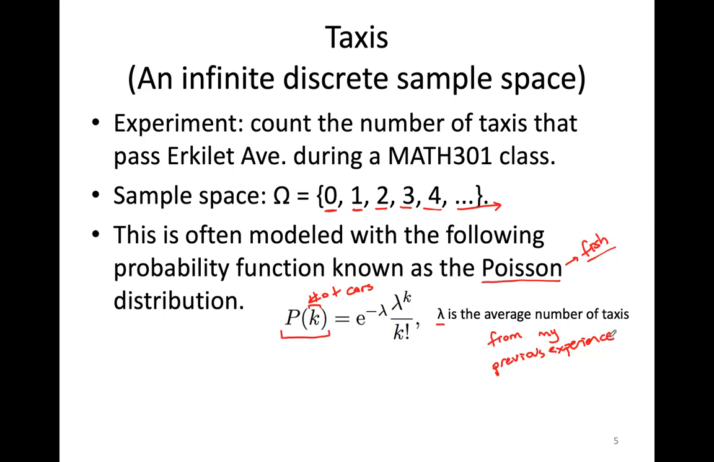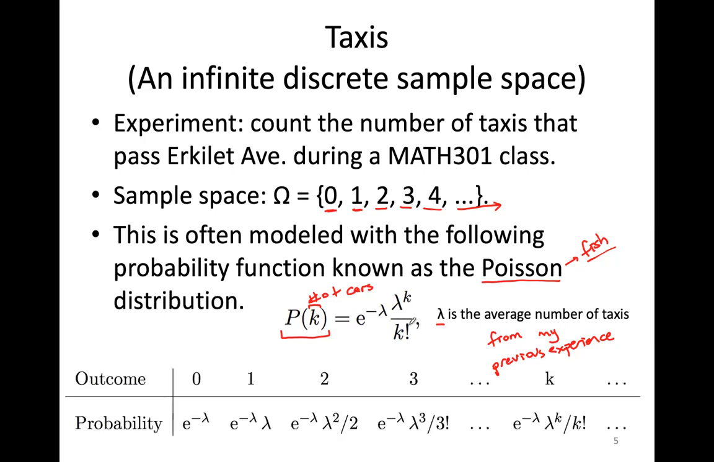I have collected some data for that. It is like e to the power minus lambda times lambda to the power k divided by k factorial. And how will my probabilities be? For the probability of 0 cars passing, I will put 0 instead of k, and lambda will come from previous experience, which may be 10.